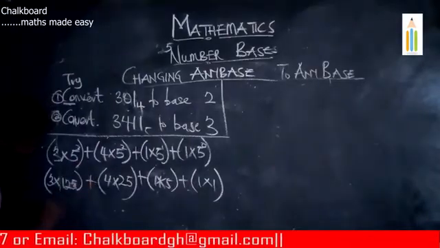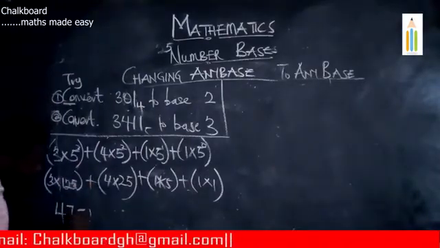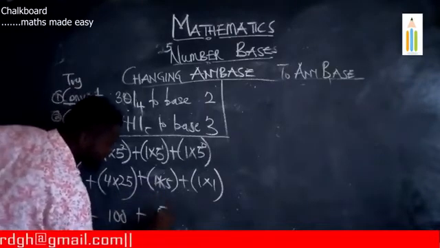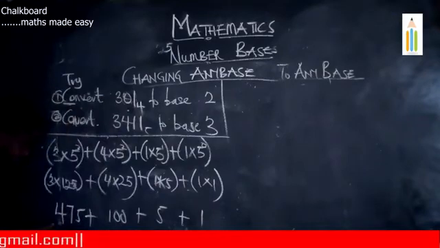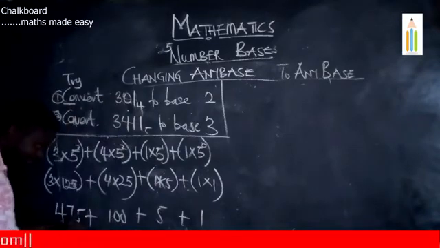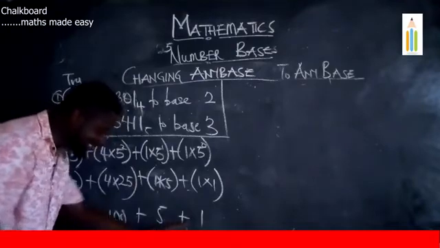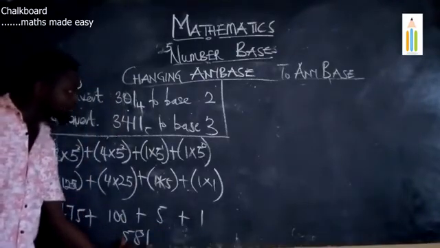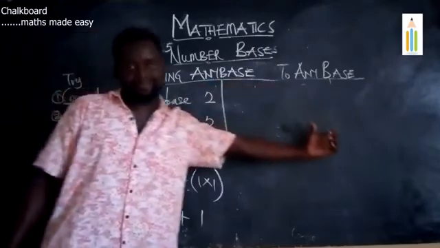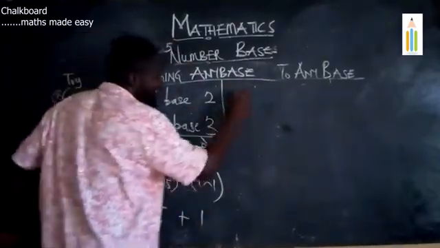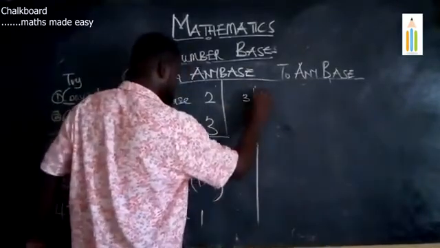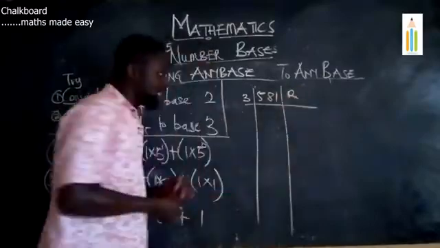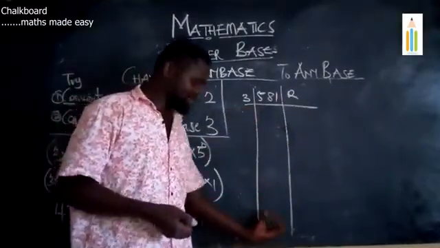So I'm going to get 475 plus 100 plus 5 plus 1. So this plus this is going to give me 575. Then plus this, 580, and plus this, 581 in base 10. So what I'll convert to base 3 now is this one. So you get it like this. So 3 with 581, then the remainders. So you start from here, moving gradually so you get your answer.